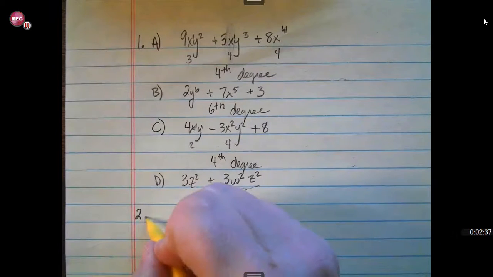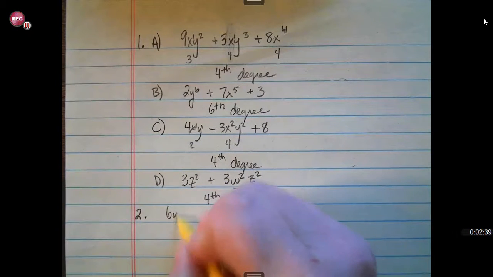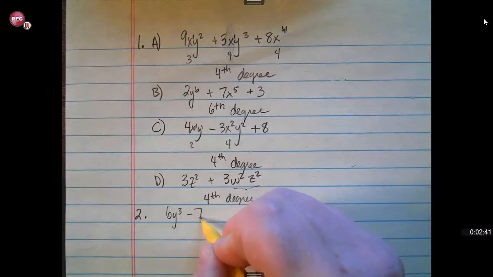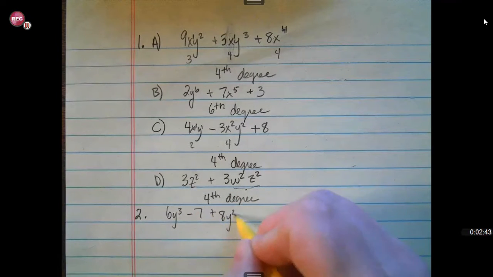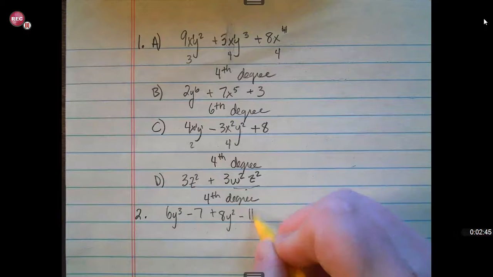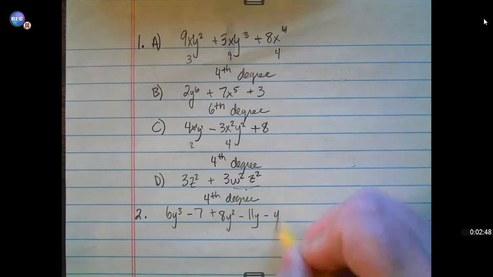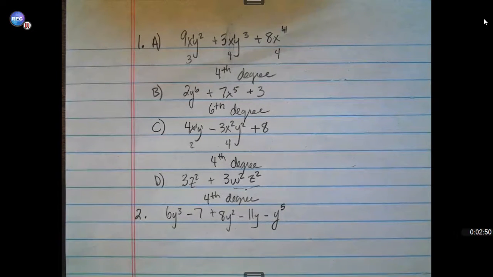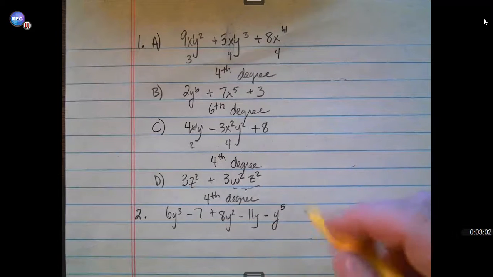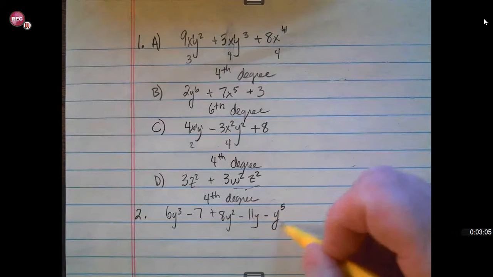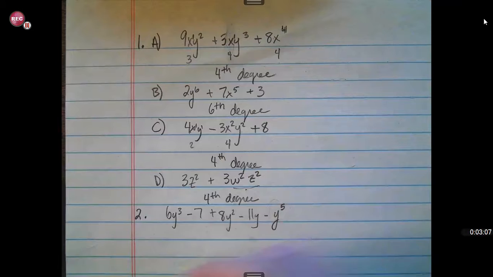Number 2 has 6y cubed minus 7 plus 8y squared minus 11y minus y to the fifth. And we're supposed to write that in standard form. Standard form means you're going to write it in descending order of the exponent, and if there's more than one variable, of the variable that comes first alphabetically. So there's only one variable here, and this is my highest degree term here. So it needs to go first.